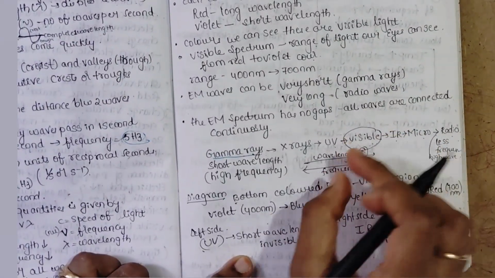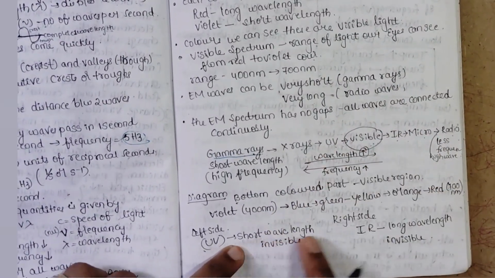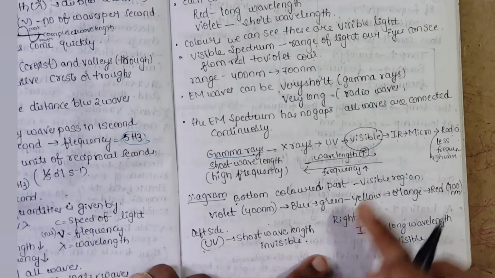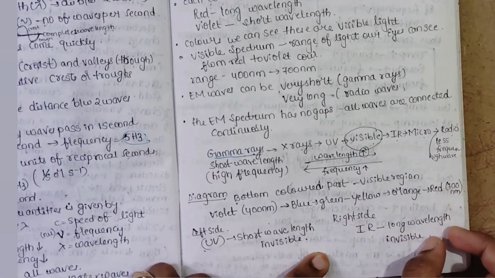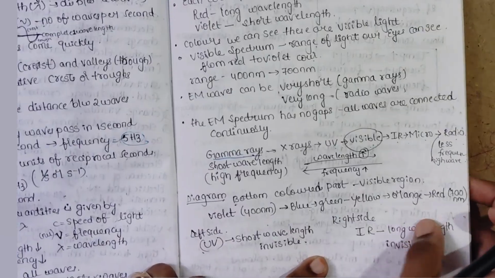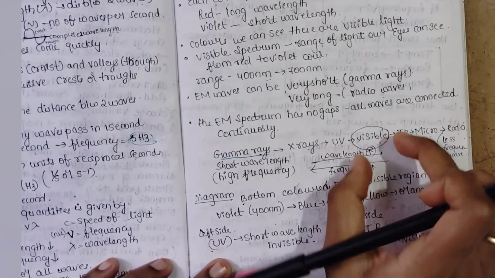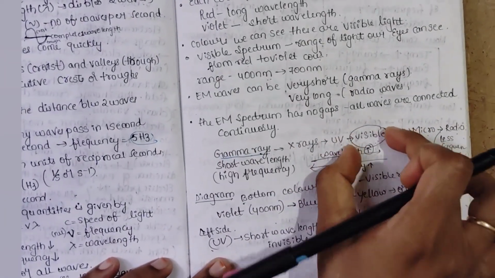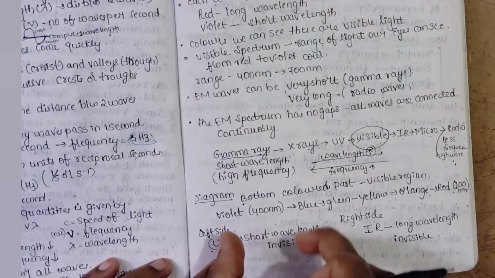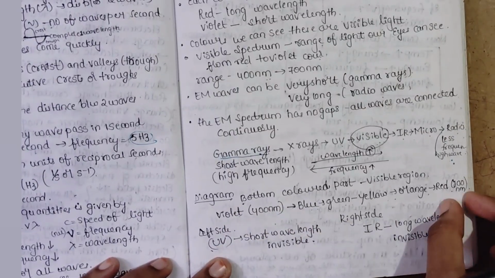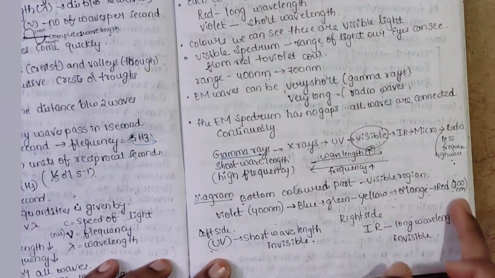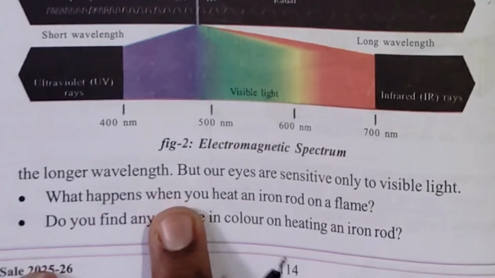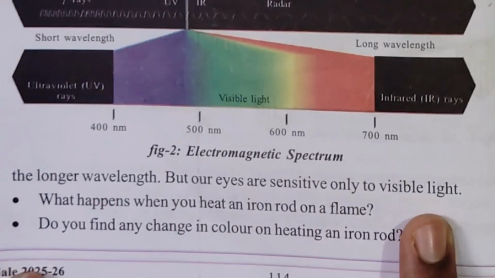The left side of the visible region will have the UV rays, that means shorter wavelength, which are invisible. The right side of the visible region will have the IR rays, which are longer wavelength, and these are invisible. These all are invisible. Only this visible region we can see with our eyes. They are from 400 nanometers to 700 nanometers, which includes the colors like violet, blue, green, yellow, orange and red.